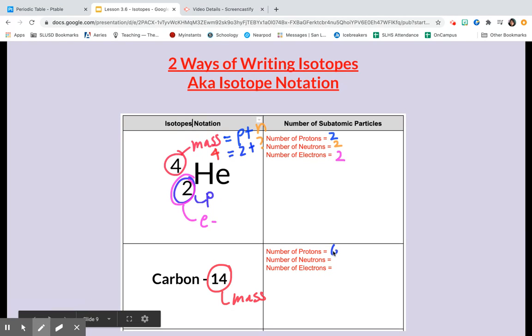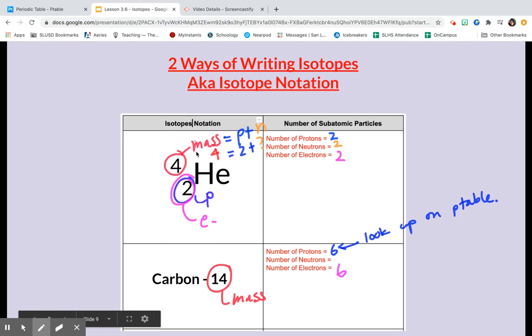So therefore, protons is going to be 6. How did I find this? Look up on the periodic table. And as mentioned before, the same number of protons is the same number of electrons. So if I have 6 protons, in this case, I'm also going to have 6 electrons. So here, now that I know my protons, I can figure out how many neutrons I have.